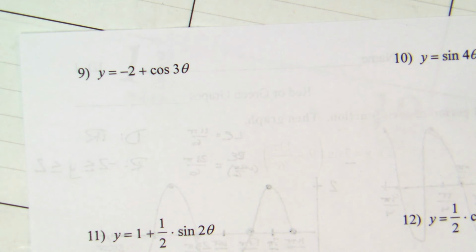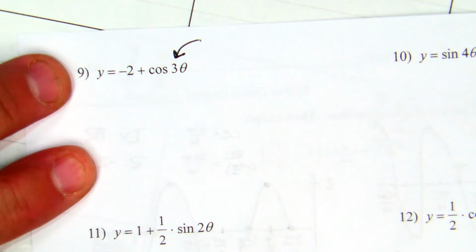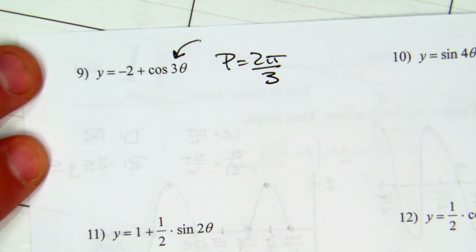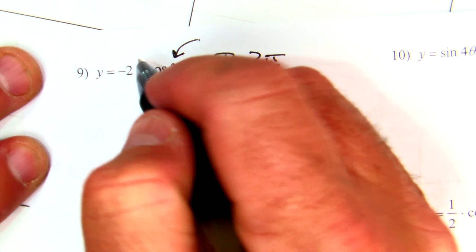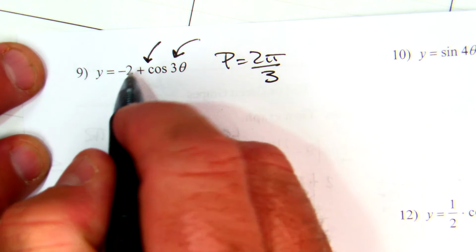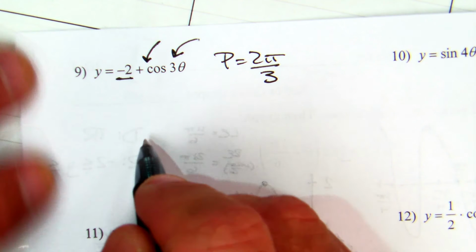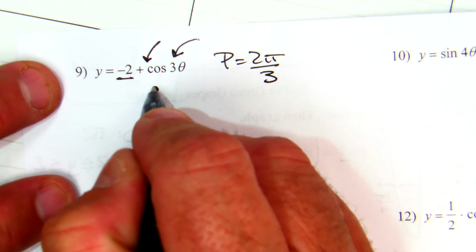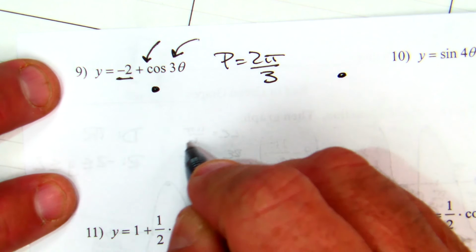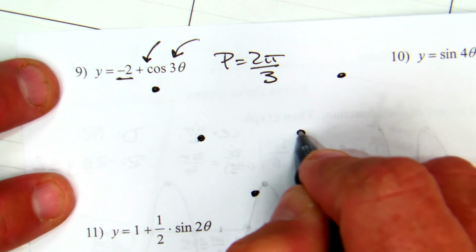Look at the first one, -2 plus cosine 3 theta. So what we have is a vertical shift, -2. Our period is affected by the 3 in front, so my period is 2 pi over 3. The number in front of the cosine is 1, so that's my amplitude, and then I've got my -2. Since it's cosine, I'm going to start with my max, go down to my min, continue with my max. Halfway I'm at the zeros.